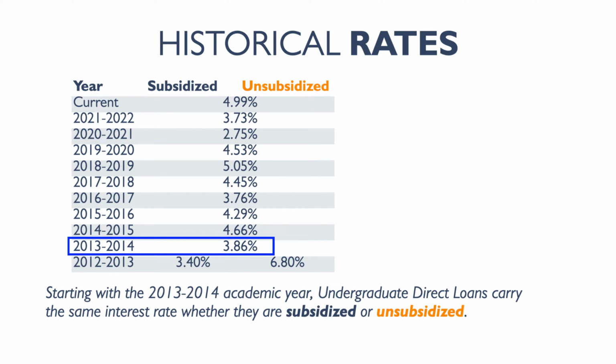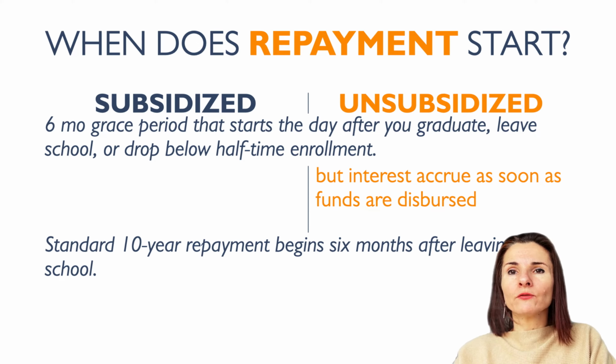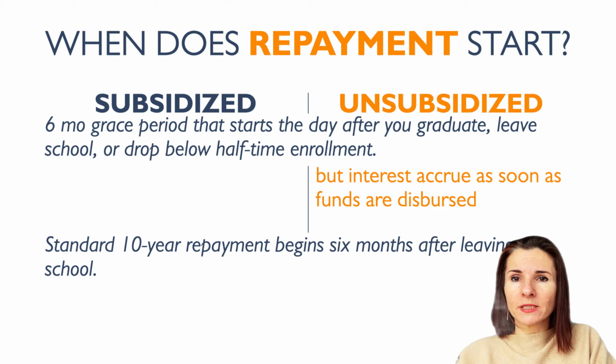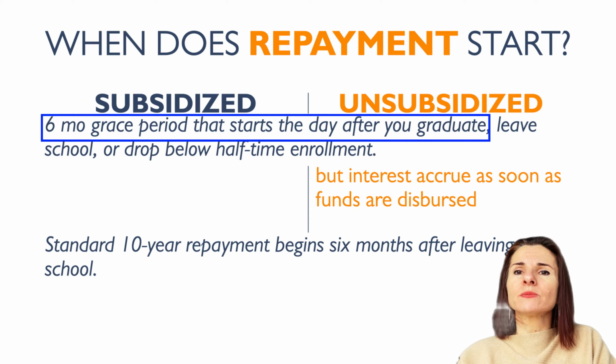Beginning with the 2013-2014 academic year, both subsidized and unsubsidized undergraduate loans have carried the same interest rate. Prior to that, there were different interest rates for subsidized and unsubsidized loans for undergraduate students. Currently, there's still a different interest rate for unsubsidized loans for graduate students. Repayment for both subsidized and unsubsidized loans starts 6 months after graduation, provided you are at least a half-time student.